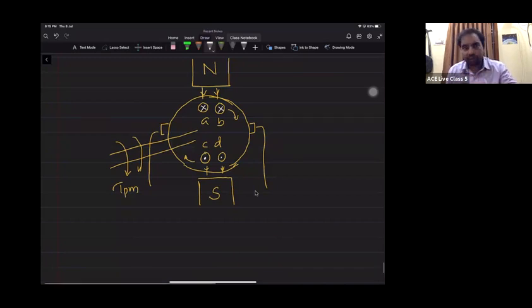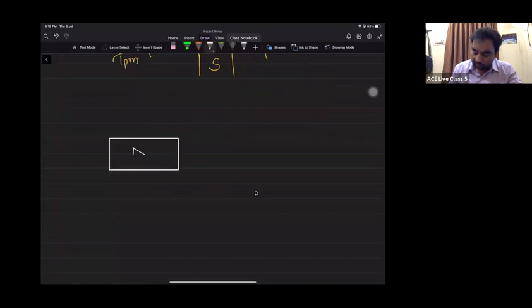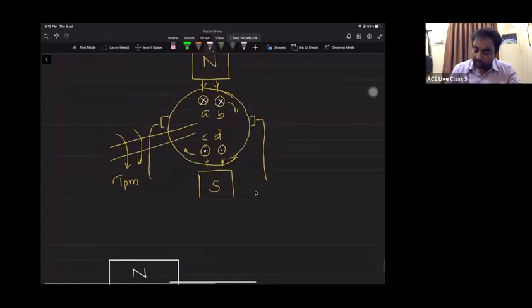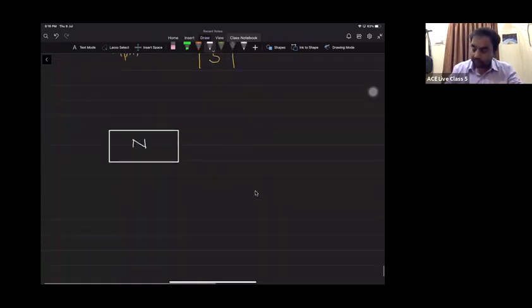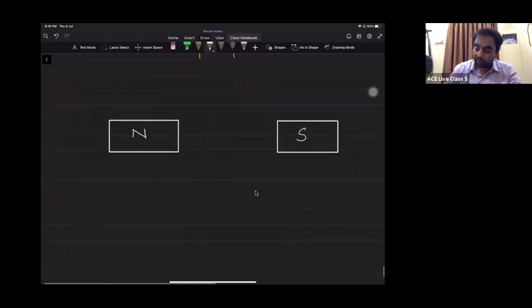I'll draw this in a more detailed way. Please understand this. I'll take this north pole here, and this is a south pole. All this is to explain phase. If you don't know phase, then you cannot understand any concept of pole formation in an AC machine. Please remember. So how many conductors are lying under this north pole? Two conductors. Let me show it like two conductors.